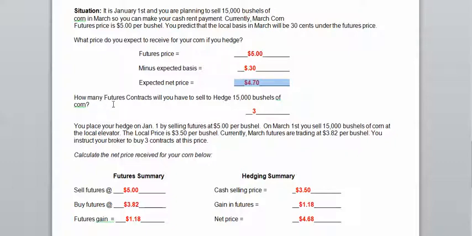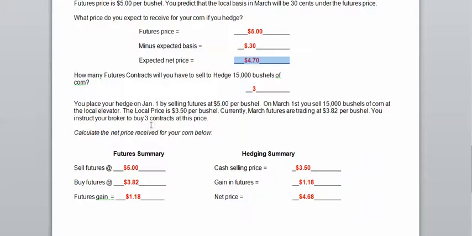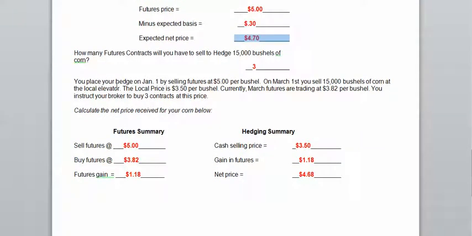Another question: how many futures contracts will we have to sell to hedge 15,000 bushels of corn? Well, 3. Each contract is 5,000. If we want to hedge 15,000 bushels of corn, we need to sell 3 contracts. We place our hedge on January 1st by selling futures at $5 a bushel.